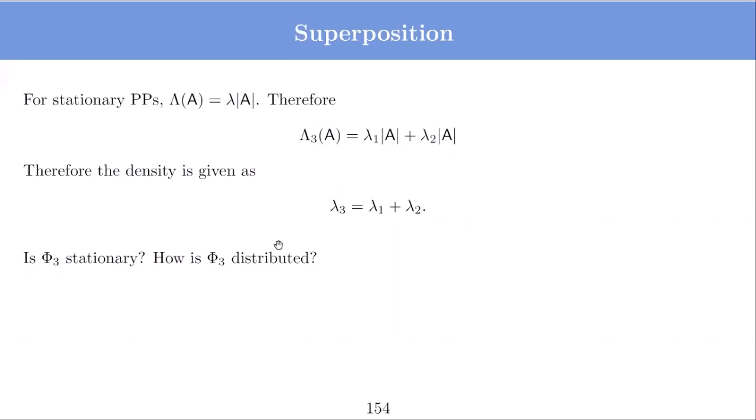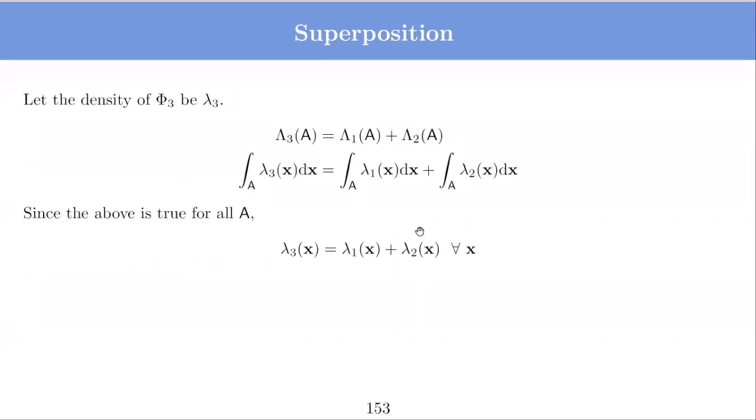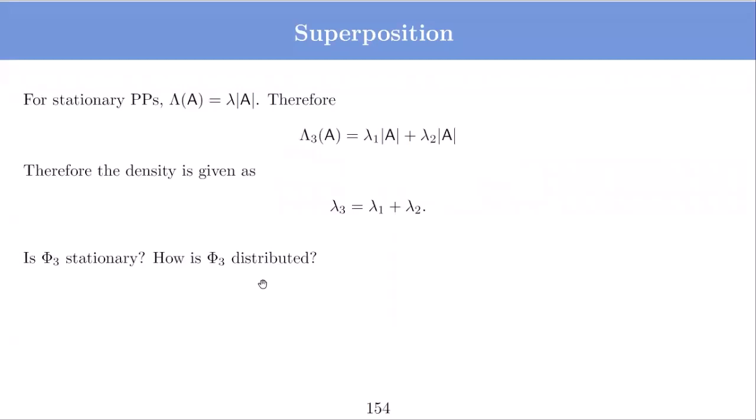The question is, how is phi3 distributed? That you cannot say exactly, because this is just a mean computation, but if you have to calculate the distribution, that may be complicated. It may also depend on whether phi1 and phi2 are related to each other or not.